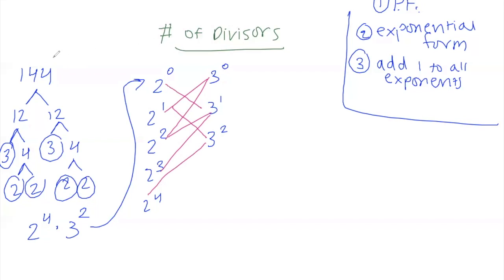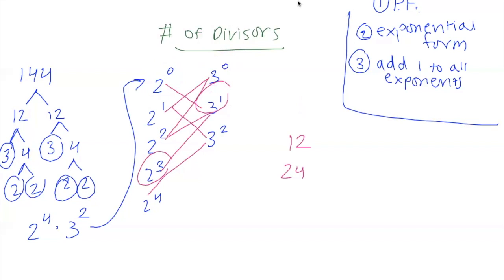So let's pick one of the factors of 144. 12. 12 can be rewritten as 2 squared and 3 to the first, right? And we have maybe 24. That can be written as 2 to the third and 3 to the first, so on and so forth. Or even 1. 1 can be written as 2 to the 0 and 3 to the 0.